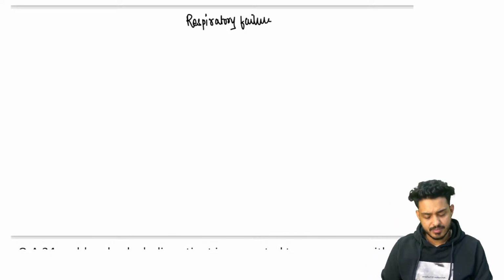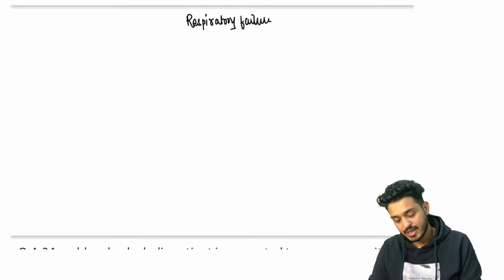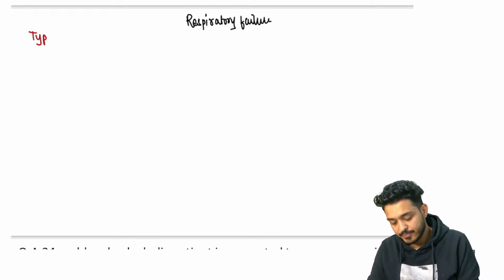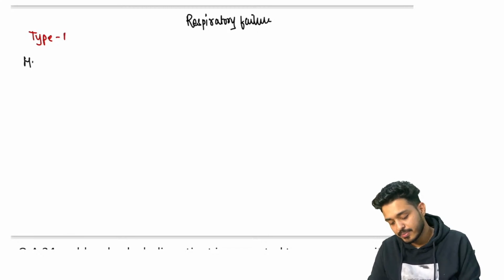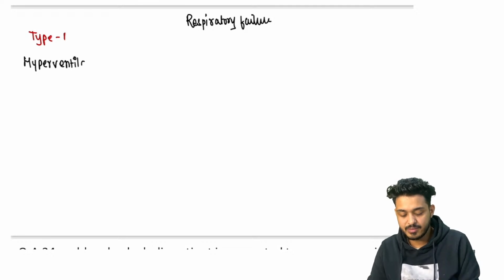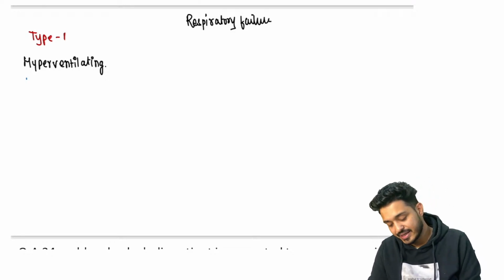Okay, so what are the peculiar features about all of them, so that you will be able to solve the question? In type 1, remember, what is going to happen? The patient will be hyperventilating, but there will be a decrease in the partial pressure of oxygen.